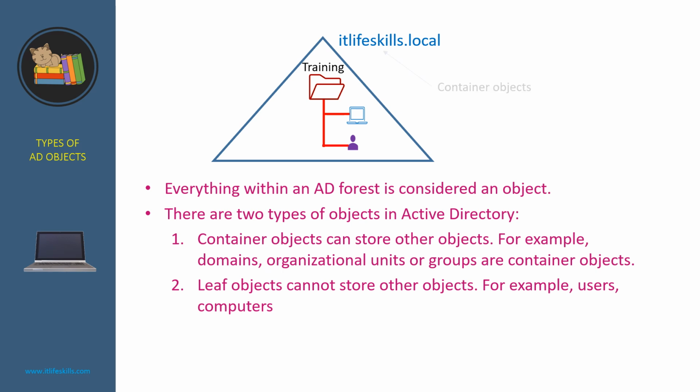So the it-lifeskill.local domain is a container object, and the training group in the domain it-lifeskill.local is also a container object. The computer and the users in the group are the leaf objects.